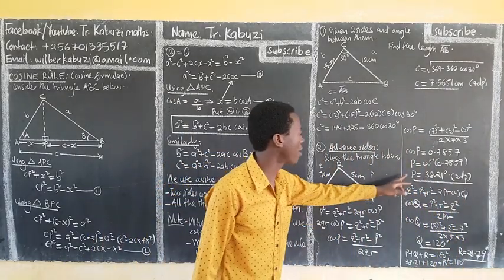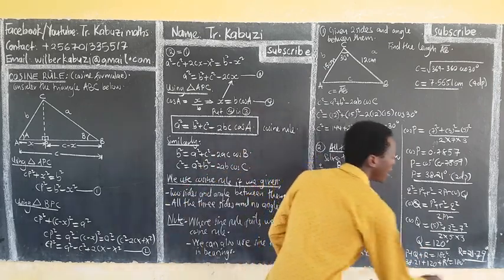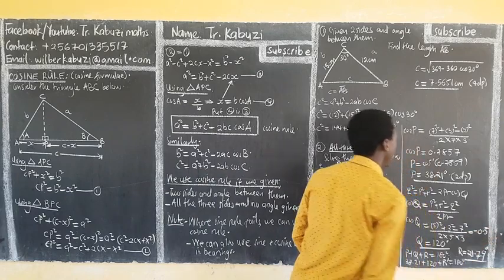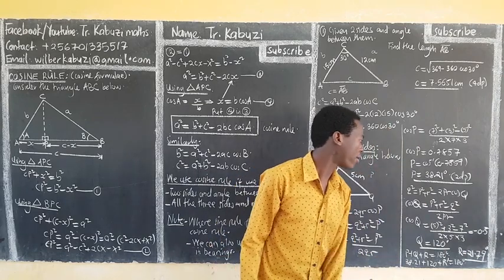We have all the angles, then we have all the sides. So here, this was giving you negative 0.5. So then you say cos inverse of negative 0.5. That's how you get that.